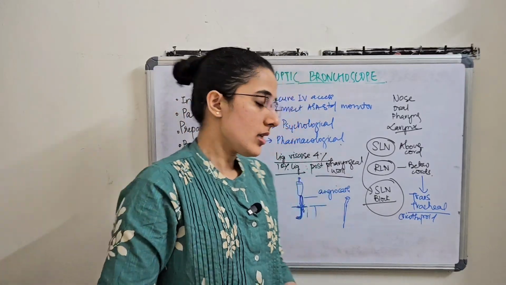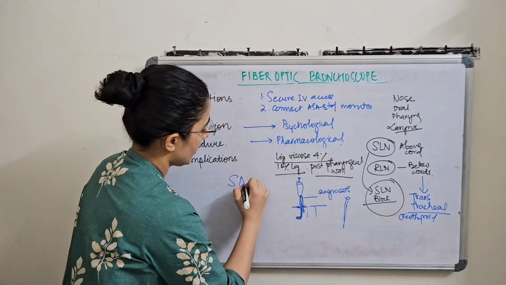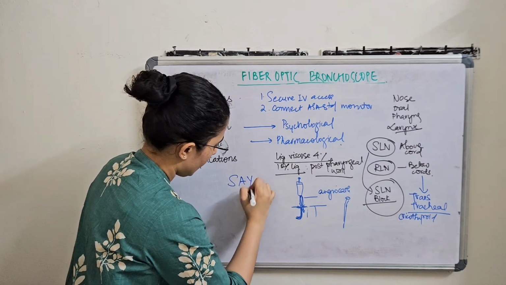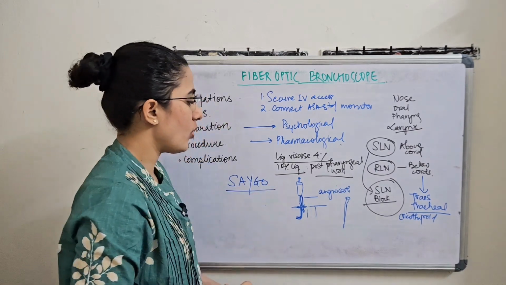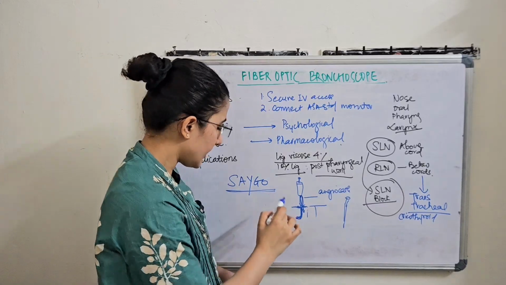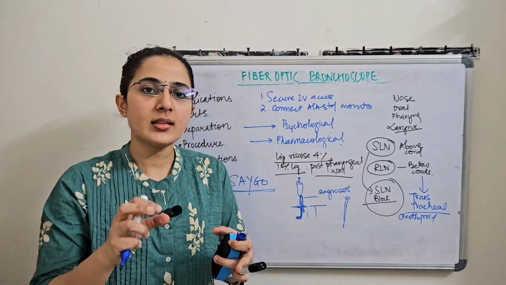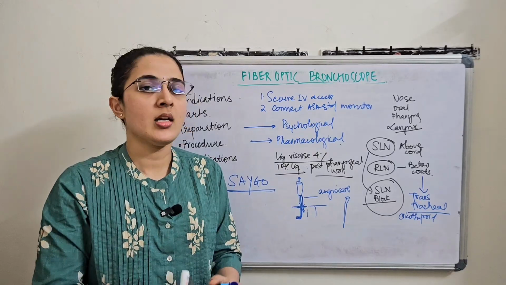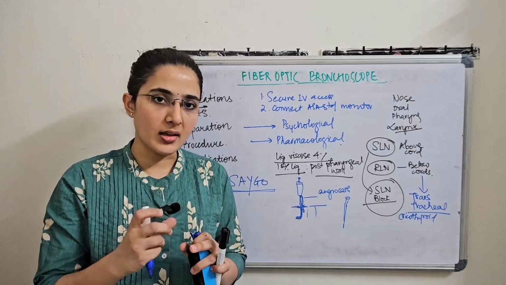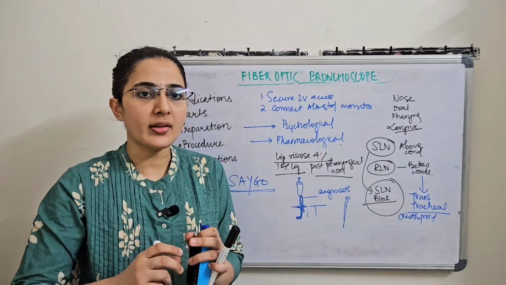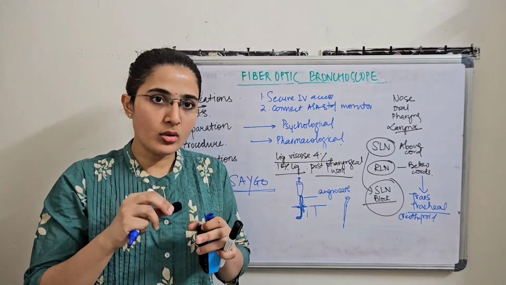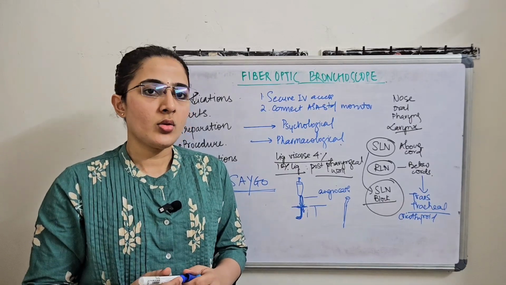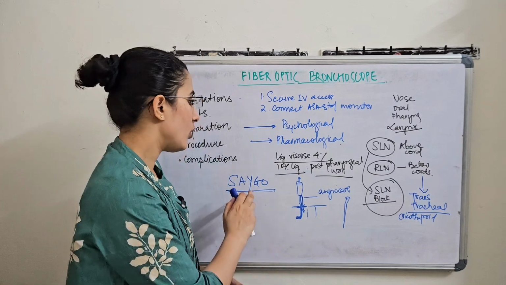One more method which is used nowadays is the spray as you go technique. In this, once the fiberoptic bronchoscope reaches the laryngeal inlet, 2 ml of local anesthetic is given. Wait for it to act for about a minute, and then you cross the cords, and then 2 more ml of local anesthetic is given. So this is the spray as you go technique.